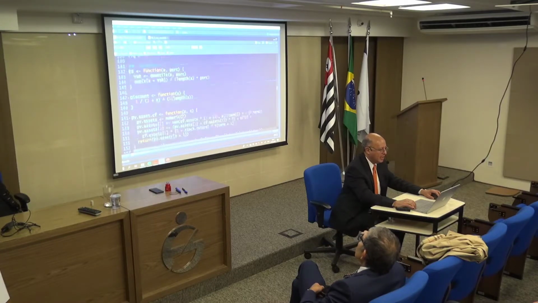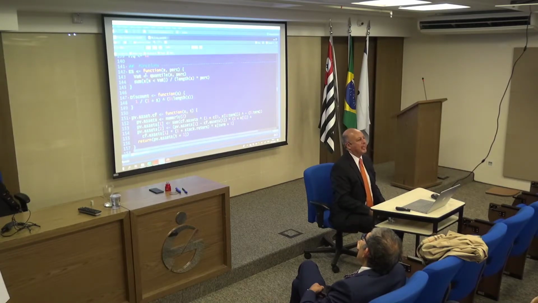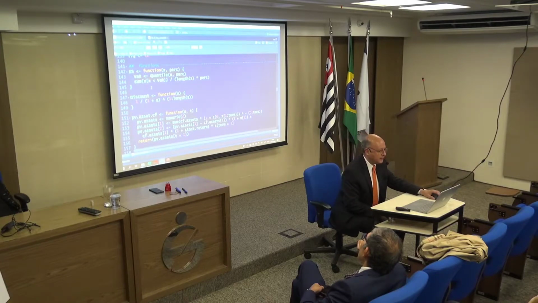And then I write some functions, which is also a feature of R. So for example, this is the ES function. ES comes from expected shortfall, which is another word for tail value at risk. It's the same concept. And this is a function. So what I'm doing here is that I calculate the value at risk, which is the quantile, right?